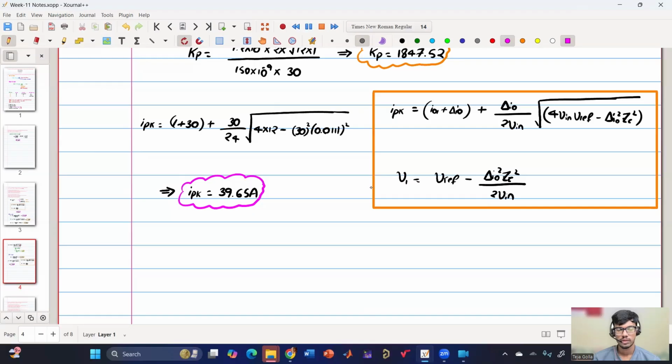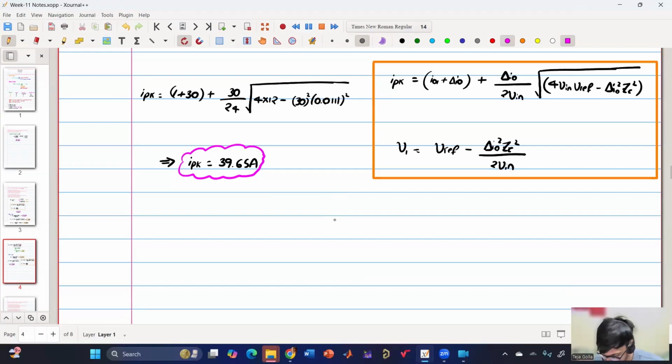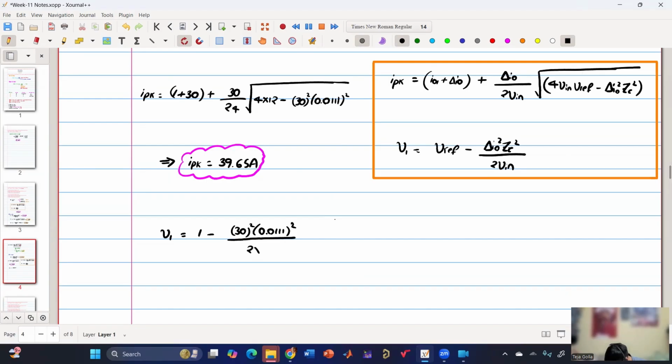Yes, sir, 0.9954. So let me just solve for V1. V reference minus delta naught square, ZC square, 2 into V. It is 0.995. Yeah. So we are getting around 5 millivolt.